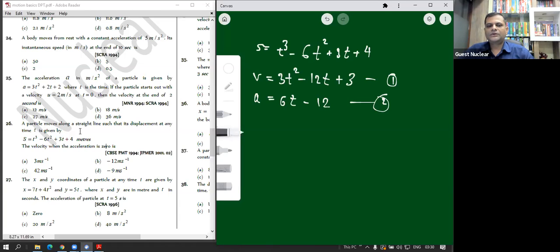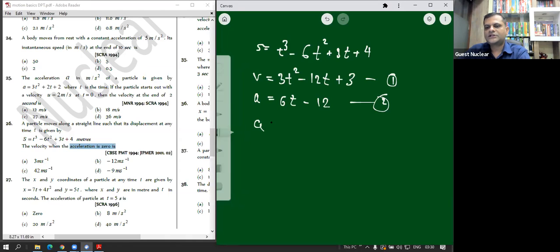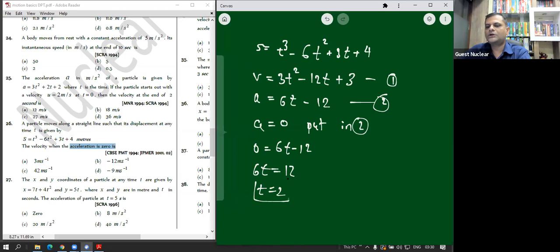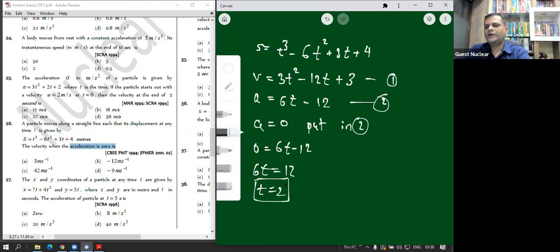ओके, अभी हमको क्या करना है, when acceleration is 0, we have to find out the instant when acceleration becomes 0. सो एक्सेलरेशन 0 कब बनता है वो निकालने के लिए हमको a equal to 0 पुट करना पड़ेगा. a equal to 0 is to be put in equation number 2. So what we get is 0 is equal to 6t minus 12, which gives 6t is equal to 12, which gives t is equal to 2. Okay, so we got an instant when acceleration becomes equal to 0. At time t equal to 2 seconds, the acceleration is going to become 0.